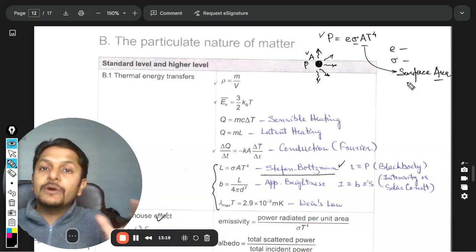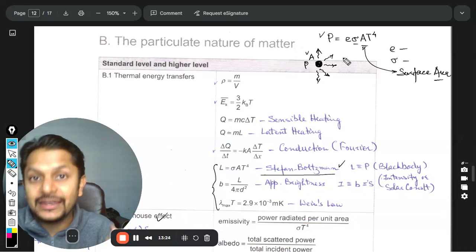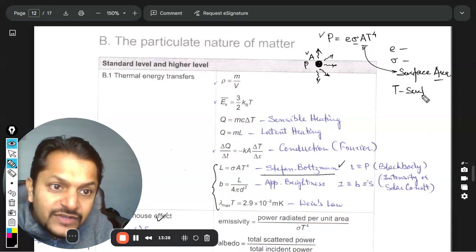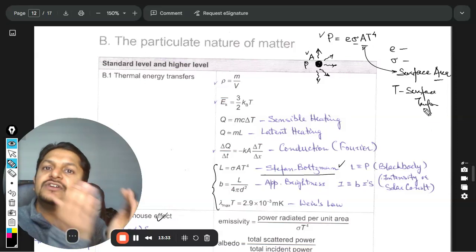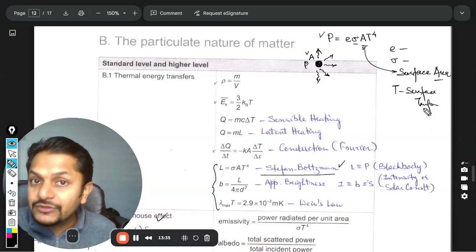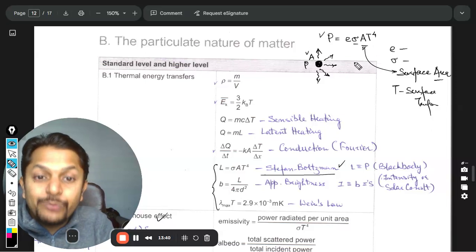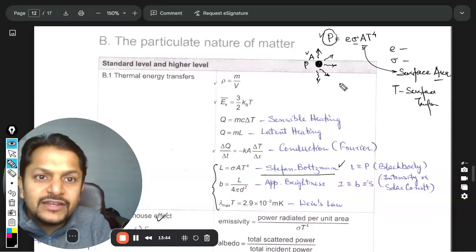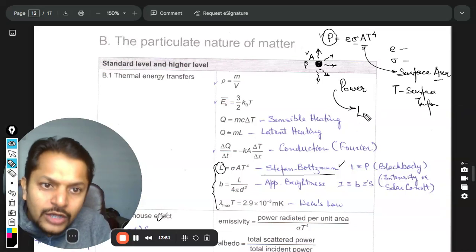For example, you talk about the sun. So this area is the surface area of the sun. And T is the surface temperature. We are not concerned with the core temperature of the sun. We are only concerned with the temperature at the surface, which is 6,000 degrees centigrade from the sun's point of view. So this is the Stefan-Boltzmann law. And the same thing, which is written as power here, is also written as luminosity.